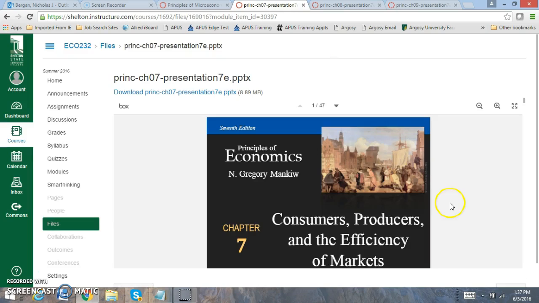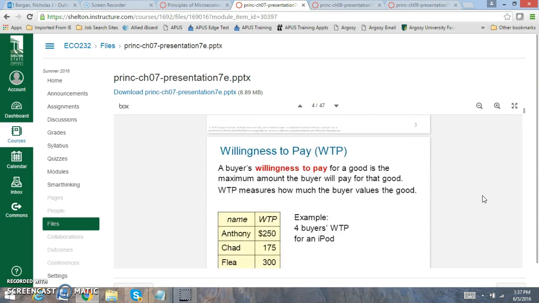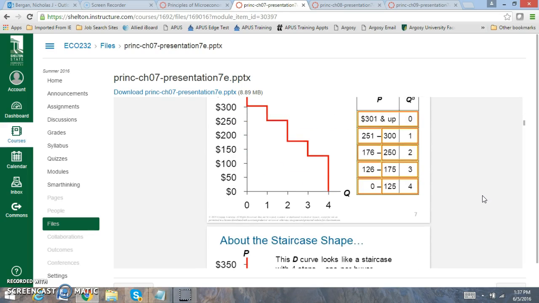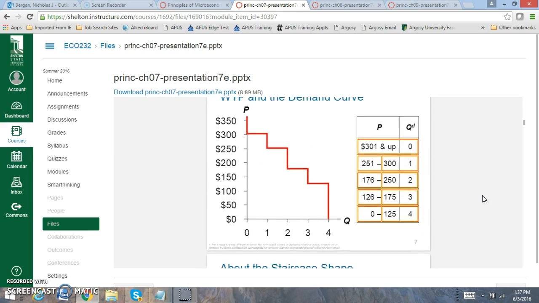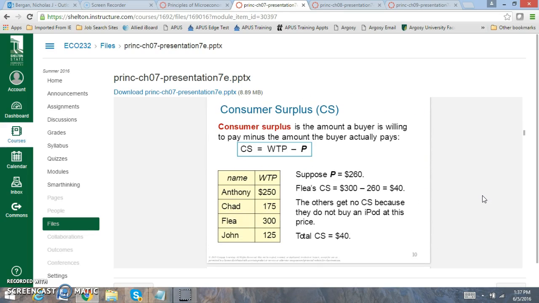Let's go over some of the concepts in Chapter 7. In Chapter 7, we're going to focus on this concept of consumer surplus. Consumer surplus is the amount a buyer is willing to pay minus the amount a buyer actually pays.